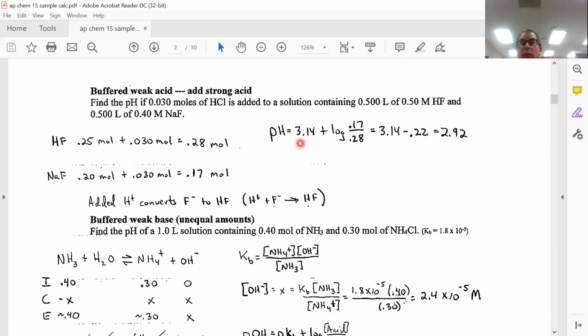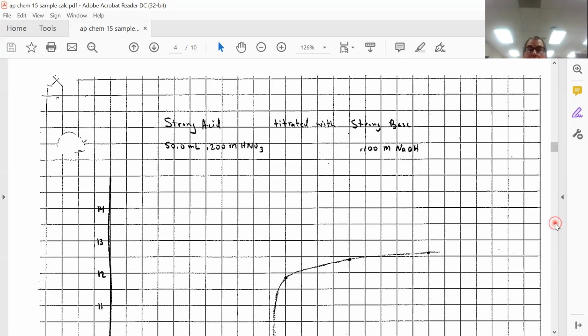pH equals 3.14 plus the log of the base over the acid, and notice I have more acid than base, so I get this minus 0.22. It lowers the pH because I have more acid than base, which makes sense, and it's 2.92. So just looking at this, notice by adding the acid, I think I was originally at 3.04. By adding acid, I dropped to 2.92. It's not much of a drop, but it is a drop.